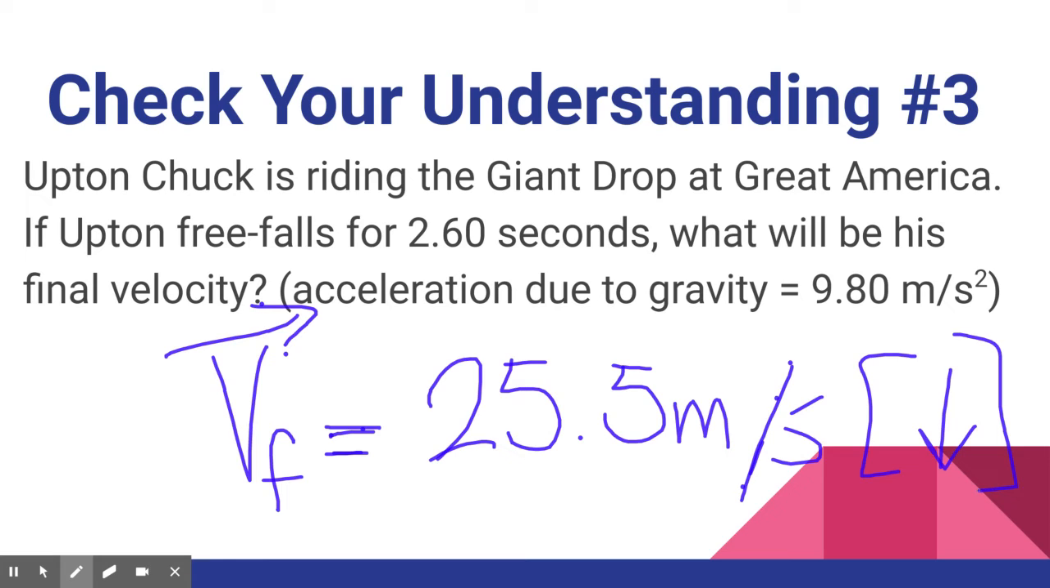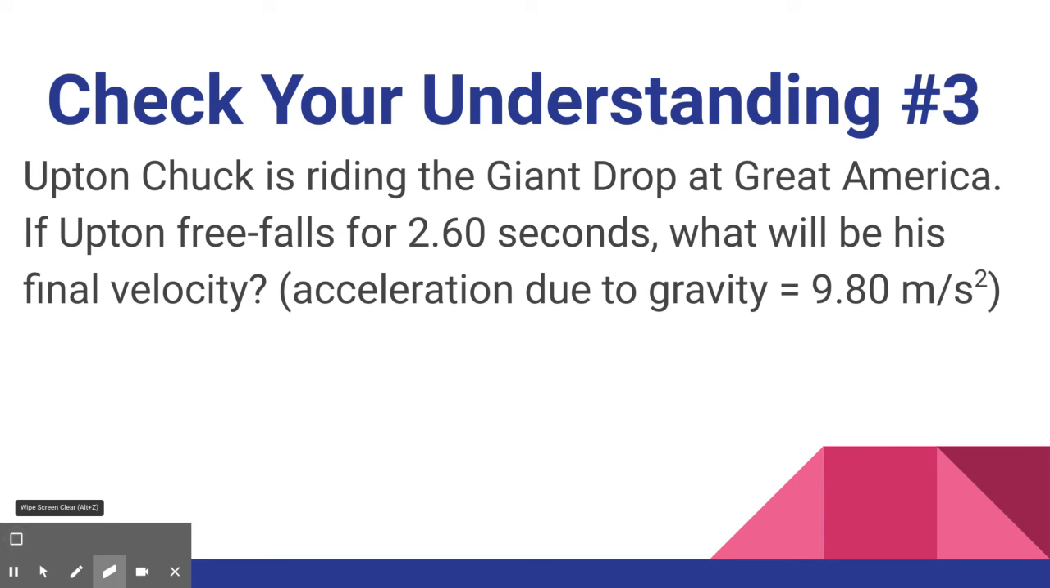So this is what we just solved here: if this dude is going to accelerate 9.8 meters per second every single second, and he's falling for 2.6 seconds, starting from rest, his final velocity should be 25.5 meters per second in the downward direction. Pretty much this is the rate at which he'll end the little drop here.